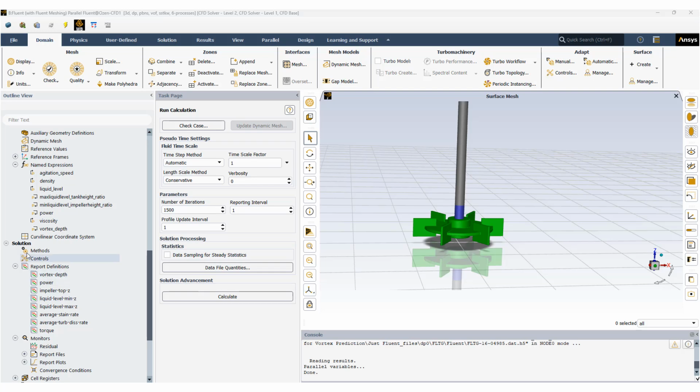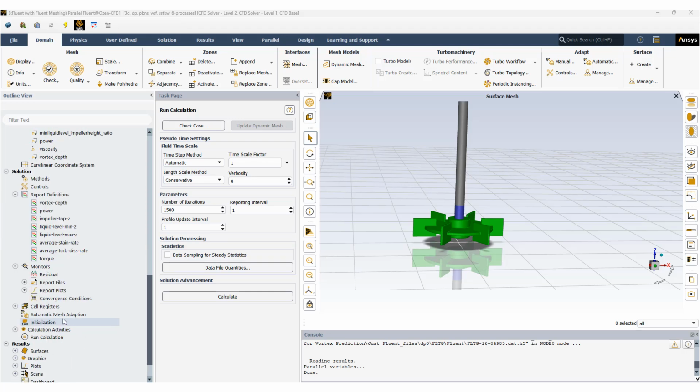In order to monitor the simulation, we have options. Of course, again, the vortex depth is put here, as well as power, impeller top, impeller liquid level maximum and minimum, torque, turbulent dissipation rate, and strain rate.